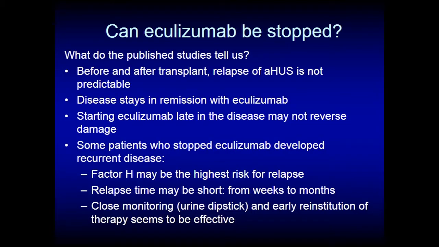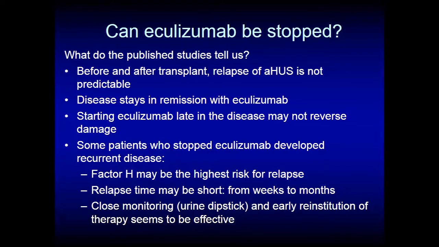That is that before and after a transplant, relapse of atypical HUS is not predictable. We know, as best as we know, the disease stays in remission with eculizumab. At least that's what the published reports tell us, with perhaps one or two exceptions. We also know that when the disease is recognized late and eculizumab is started late, it does not necessarily reverse the disease process. And because some physicians and patients have tried to carefully stop the drug while under close monitoring, we know that under those circumstances, the disease has recurred in a high percentage of patients within weeks or months. This is particularly true for complement factor H.